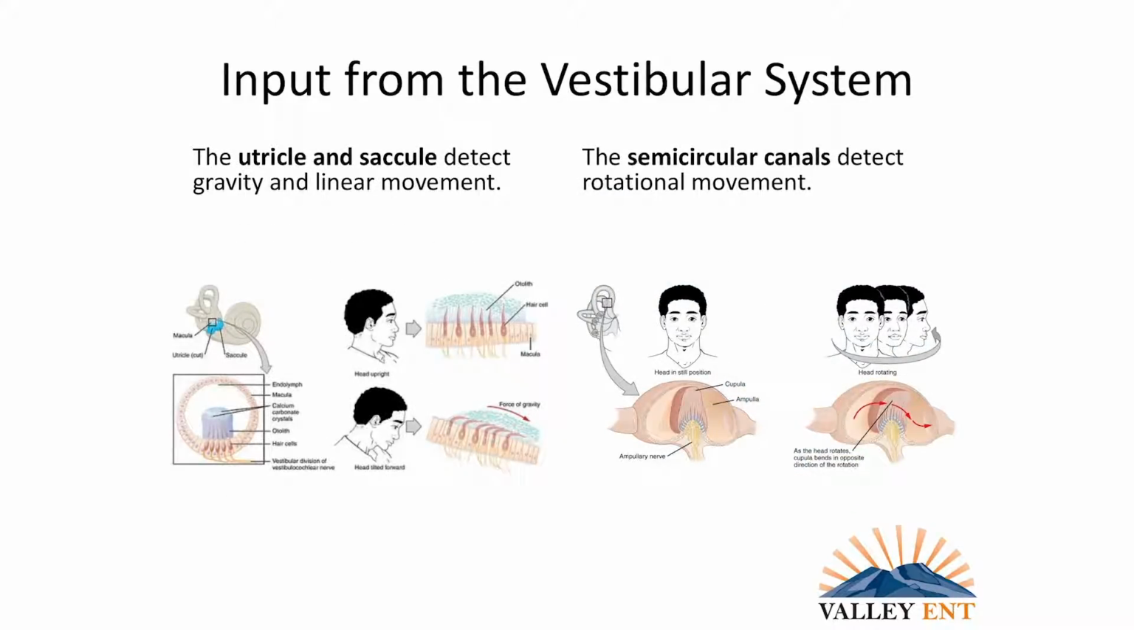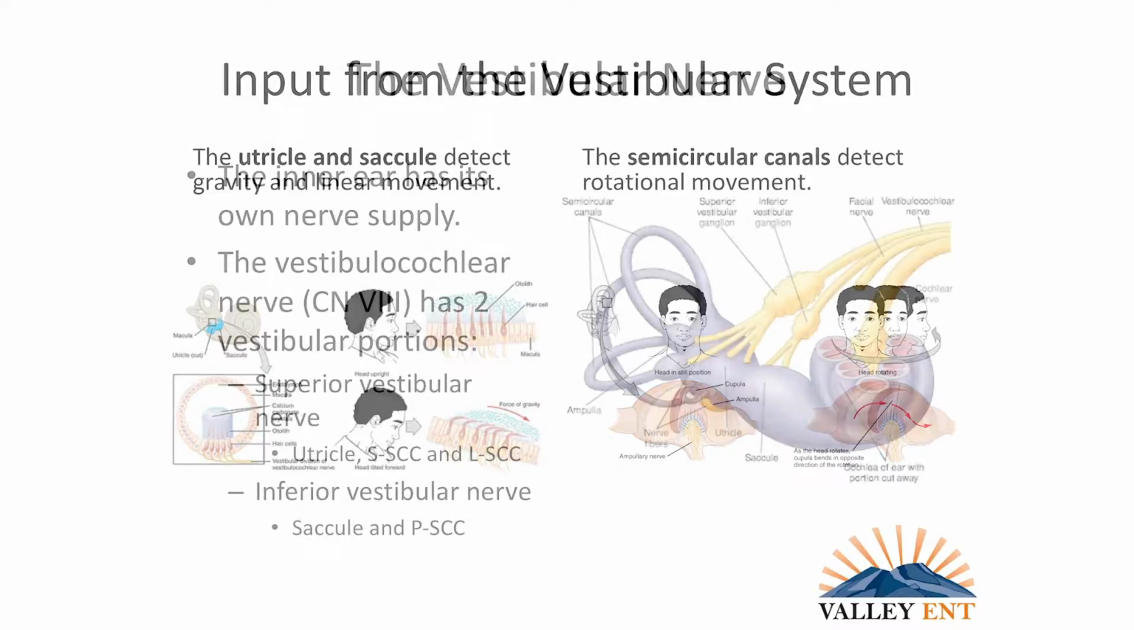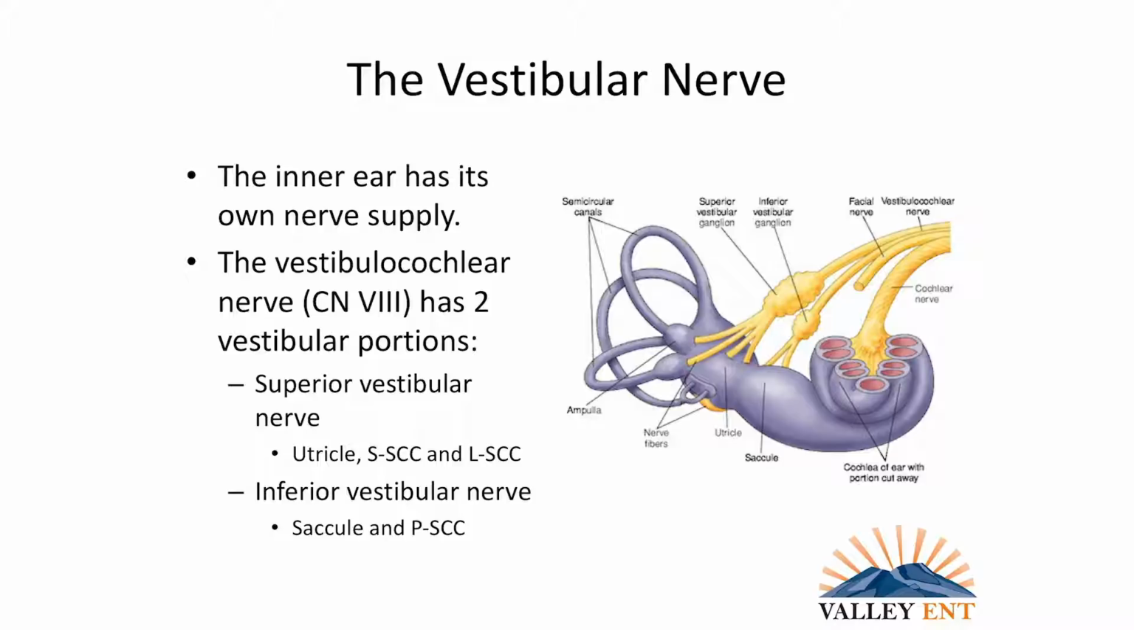The utricle and saccule specifically detect gravity and linear movement, whereas the semicircular canals detect rotation. We then have the vestibular nerve, which is part of the vestibular cochlear nerve, or cranial nerve 8, and has 2 vestibular portions: the superior vestibular nerve, which innervates the utricle and the superior and lateral semicircular canals, and the inferior vestibular nerve, which innervates the saccule and posterior semicircular canal.